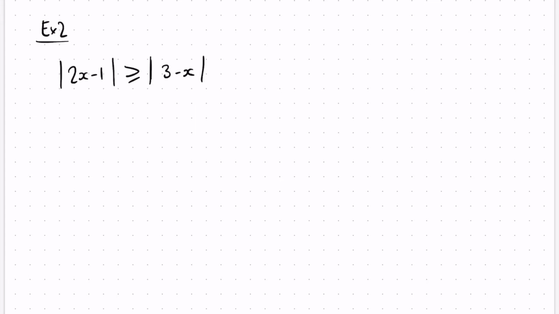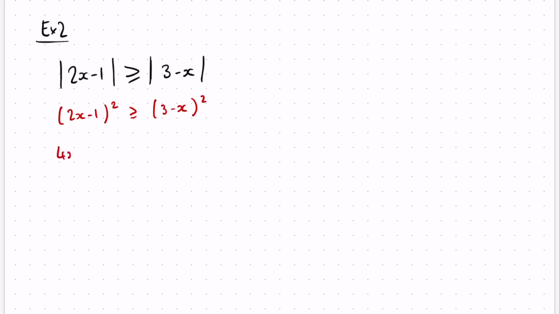Modulus 2x minus 1 is greater than or equal to modulus 3 minus x. So again, if you've watched the previous videos, you'll have seen when we've had modulus on both sides, one of the ways to get rid of a modulus is to square both sides. So I'm going to square both sides here. So 2x minus 1 squared is greater than or equal to 3 minus x squared. And then all I need to do is expand both brackets, make it equal to 0, and then solve it.